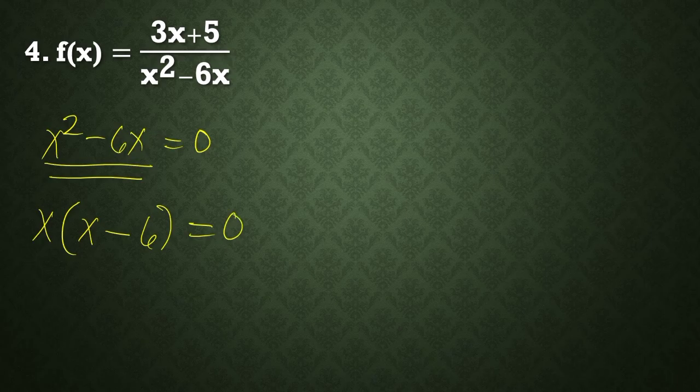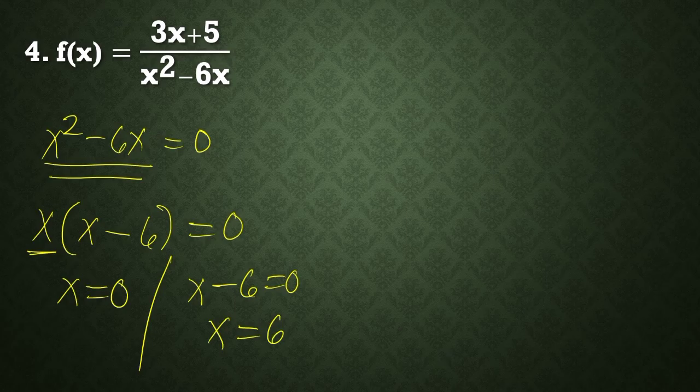And then we equate each term of the equation to 0. So that is x equals 0 lang siya. So mabilis, x equals 0. Yung isa naman, x minus 6 equals 0. So we add 6 to both sides, magiging x equals 6. Ayan. So ang domain na ating given function, x is an element of R wherein x should not be equal to 0 and 6.